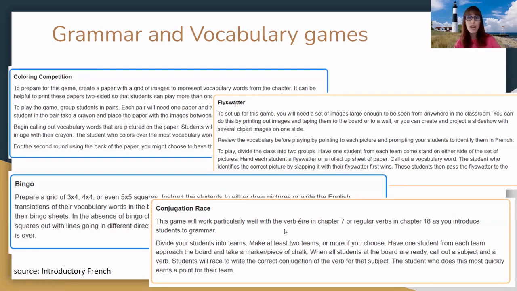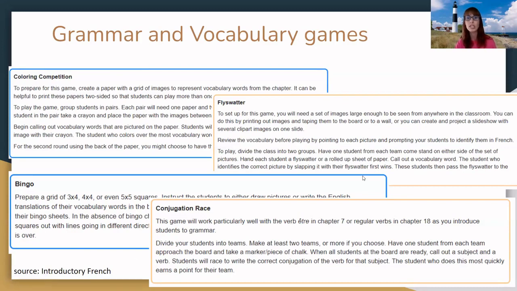And then I used to do conjugation races a lot, where I'd put students on teams, put them up at the front of the board, call something out like ser, yo, and they have to put the conjugation on there. So just a great way, like students like to compete, they get kind of fiercely competitive. So it's just something to bring some fun into the class and shake things up a little bit. So again, these are all in introductory French, but they can work for any language.